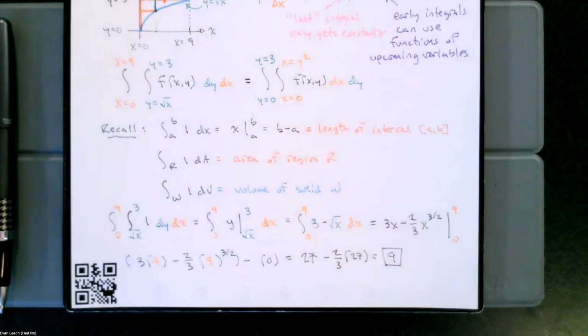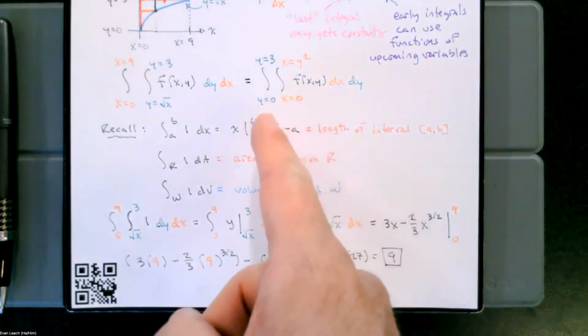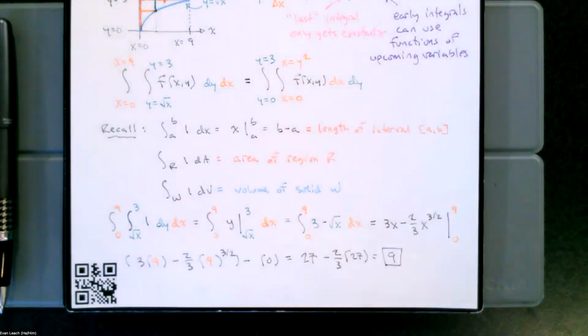You really should integrate this one. Integral from 0 to 3 and 0 to y squared of 1 dx dy. It should also give you 9.